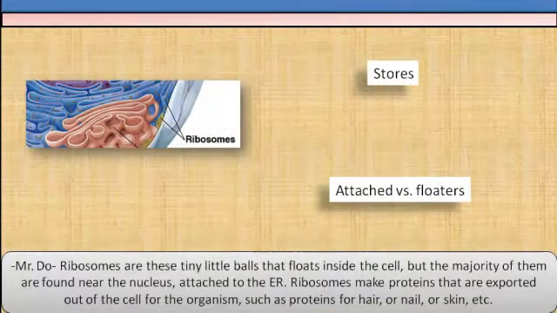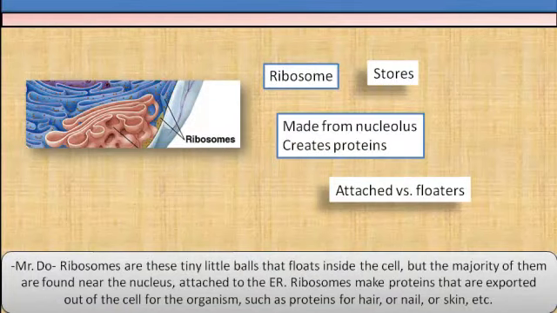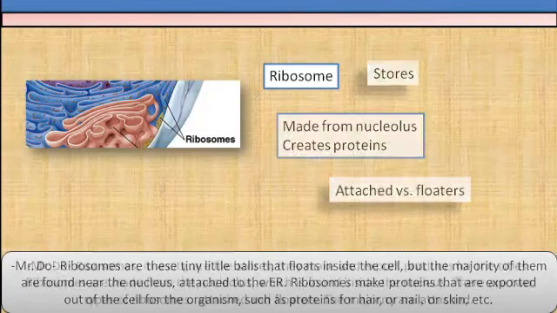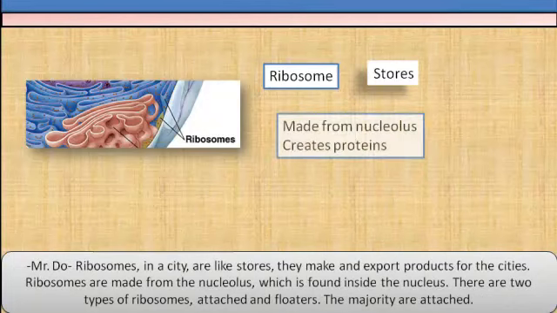Ribosomes are tiny little balls that float inside the cell, but the majority of them are found near the nucleus, attached to the ER. Ribosomes make proteins that are exported out of the cell for the organism, such as proteins for hair, nails, skin, and so on. Ribosomes in a city are like the stores. They make and export products for the city.